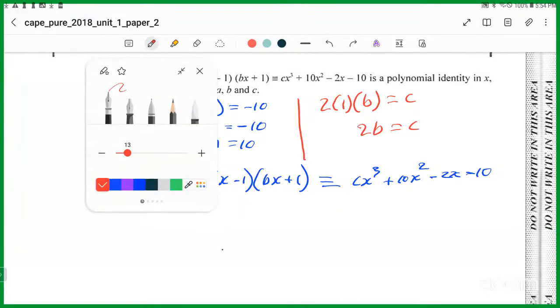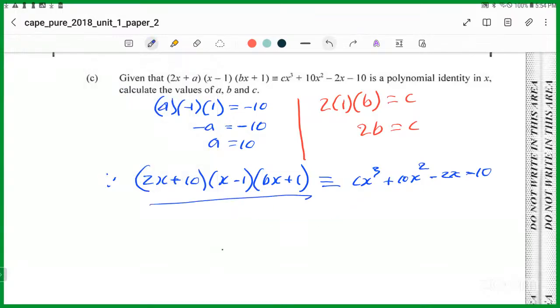But let's expand this now. Let's expand this out and then compare it over there. So firstly, we'll multiply these two first. Keep back this one and multiply these two. It's going to be 2x plus 10 times, expand this now. Ready? x times that is bx squared. And this times this is x. This minus 1 times this is minus bx. And minus 1 times 1 is minus 1.